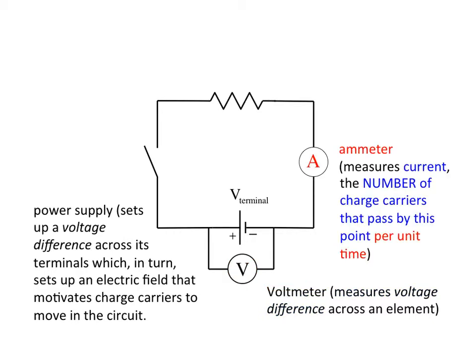Current is a measure of the number of charge carriers that actually pass by a point per unit time. The meter that measured this current flow is what's called an ammeter. You actually put them directly into the circuit like so, the current actually flows right straight through it. This is the symbol for an ammeter.